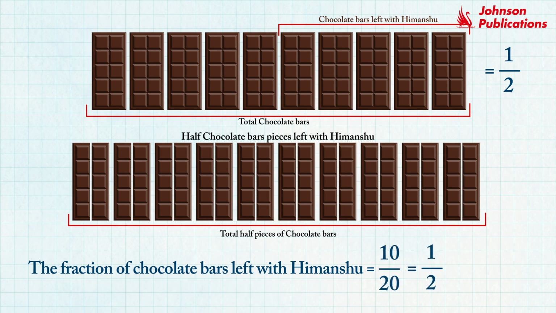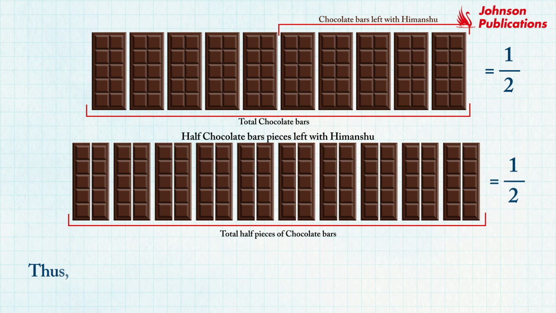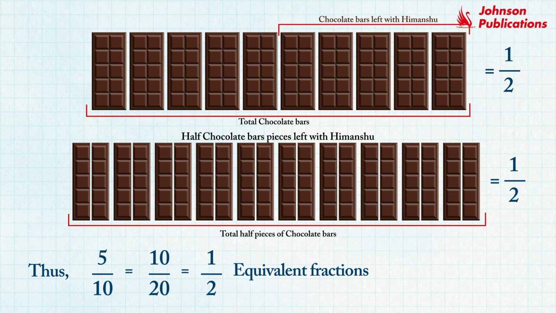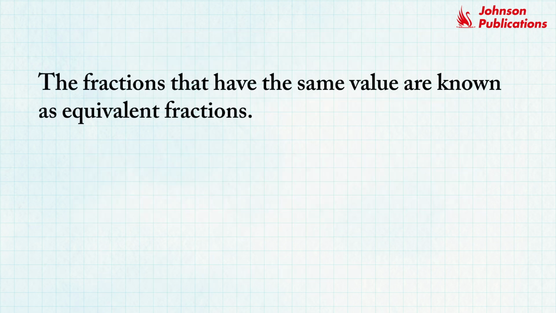In both cases, the portions of chocolate bars left with Himanshu are equal. Thus, 5/10 equals 10/20 equals 1/2. Here, 5/10 and 10/20 are equivalent fractions. The fractions that have the same value are known as equivalent fractions.